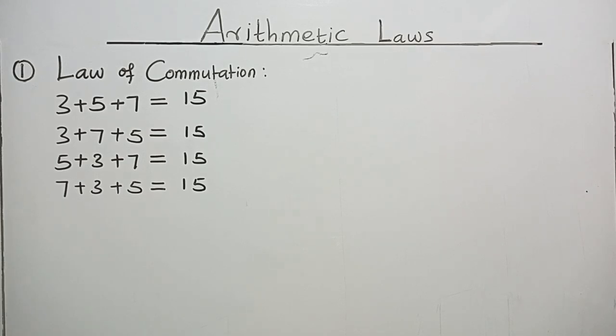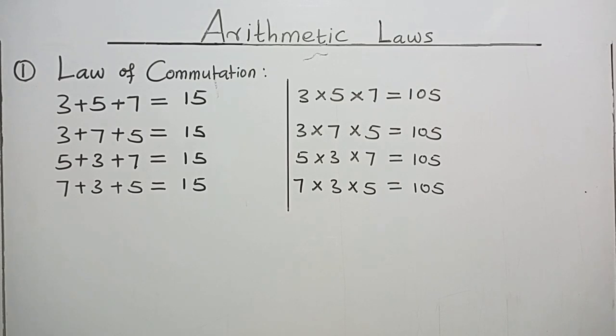Let's find out. And here they come, the same set of numbers, 3, 5, and 7. Here we have 3 times 5 times 7. The result is 105. First of all, say 3 times 5 is 15. 15 times 7 is 105.